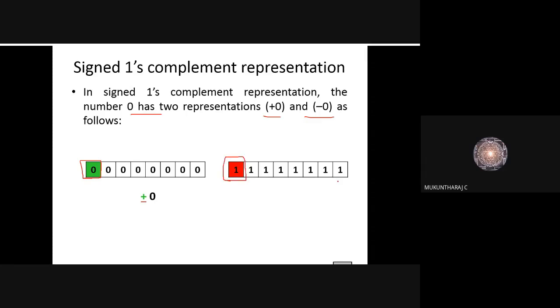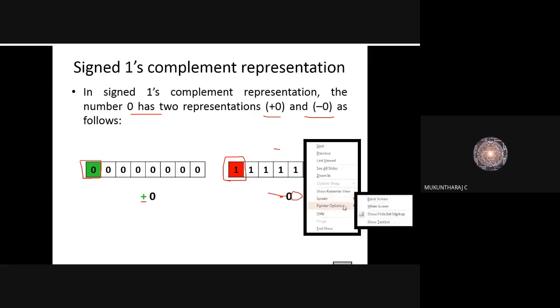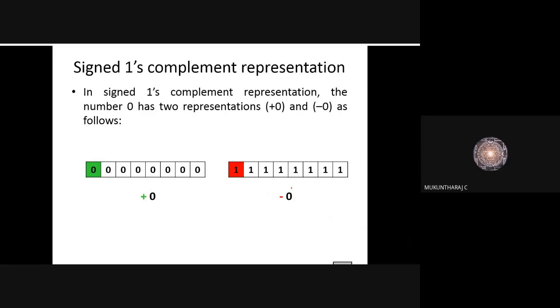Coming to this particular number, the MSB is 1 and all the remaining bits are 1. If the MSB is 1, it is a negative number. To get the equivalent decimal value, we take the ones complement of the whole value. If you take the ones complement of this whole value, you will get 0, everything is 0. So this becomes minus 0. So the number 0 has two representations, plus 0 and minus 0, in signed ones complement representation. That is what we have to convey.